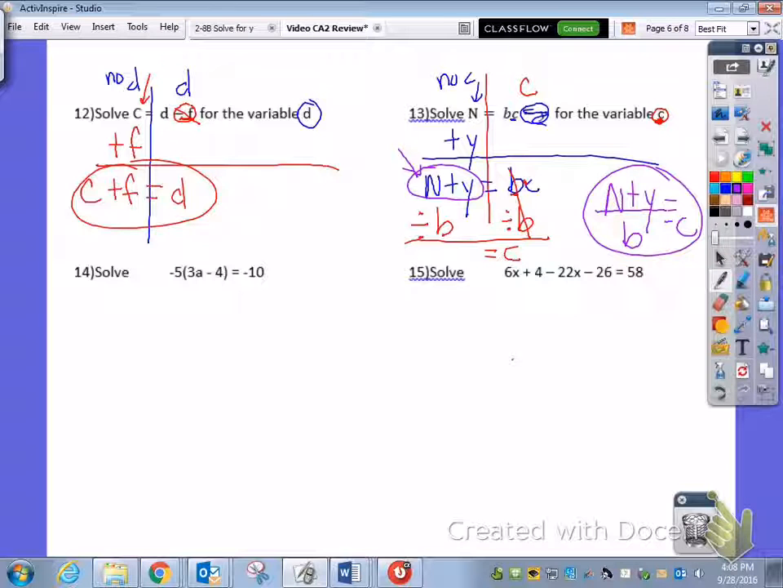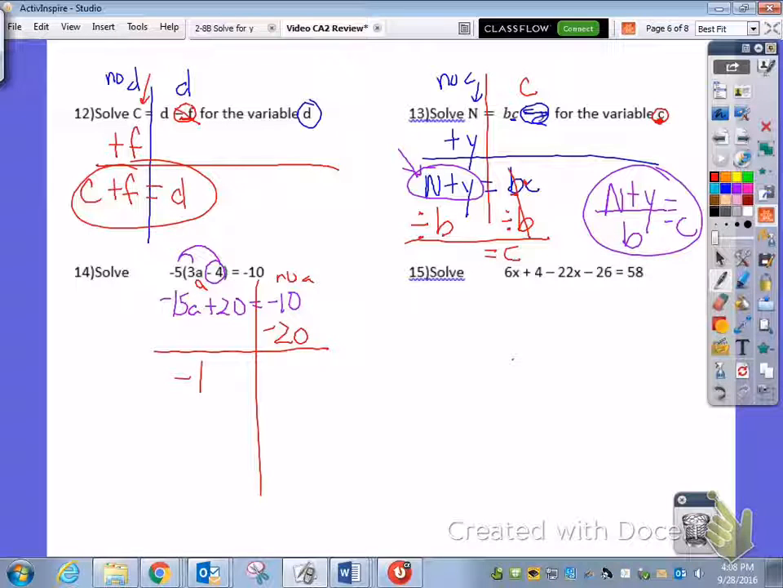Number 14, just good old distributive. So negative 15a. Negative 5 times a negative 4 is a positive 20. Watch your signs. That's what some of you make mistakes on, are the positives and negatives. So this is the letter A, and this is no A. So I move over my 20.